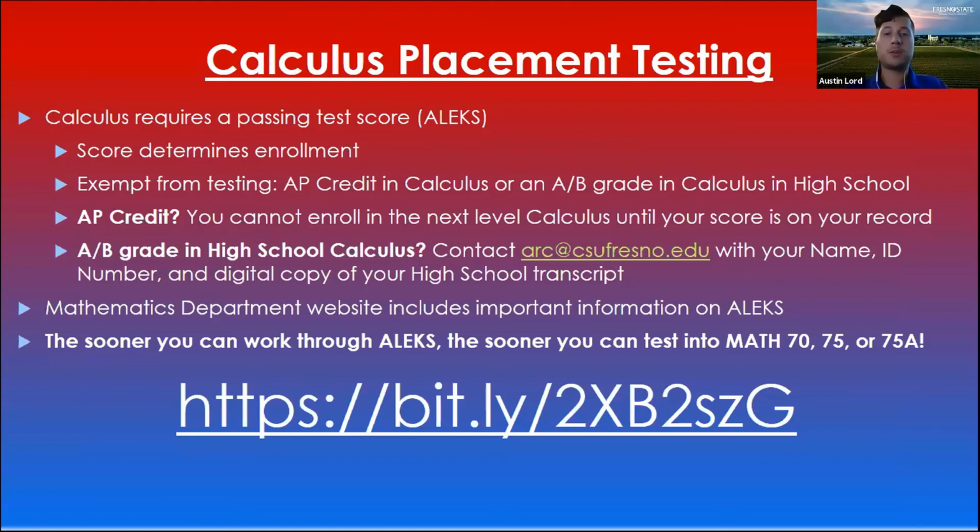Or if you have an A or B grade from high school, again, let us know. If that is you with the A or B grade and you want to get into a calculus, you can email us there at arc, A-R-C, at csufresno.edu. Give us your name, your ID number, please, and a digital copy of your high school transcript to verify that you do have those grades. Again, the website is here, so definitely take a look at that for all the info on ALEX. The sooner you start on this, the sooner you can get into those math classes and then get that test score on your account. So definitely start looking into that soon.